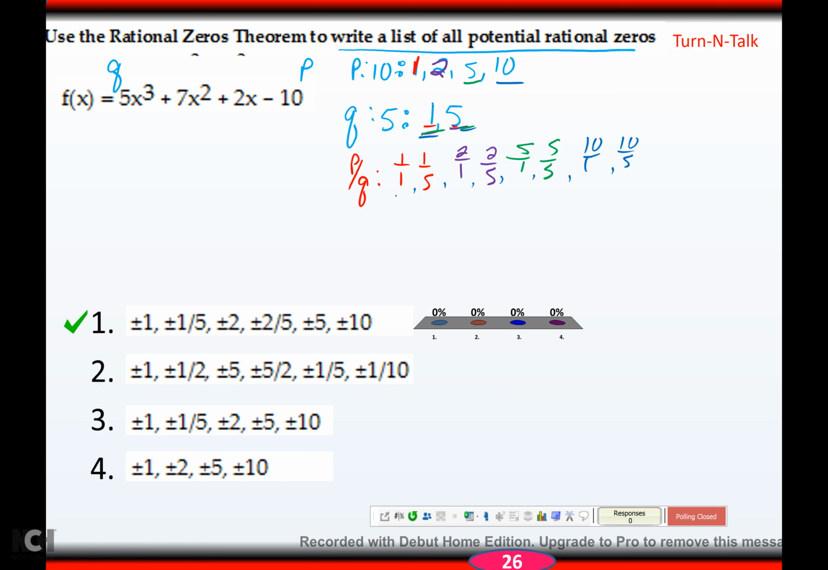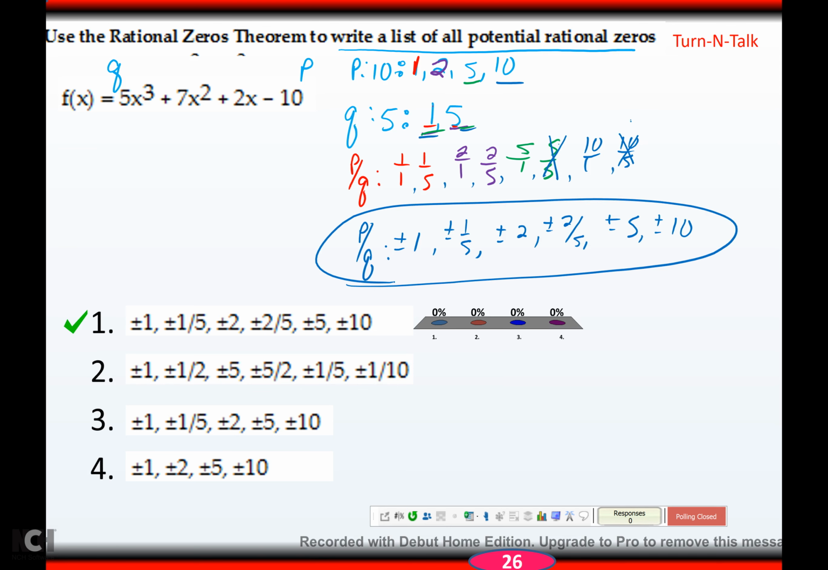Let's clean it up and get rid of any repeaters. My P over Q list: 1 divided by 1 is plus or minus 1. 1 divided by 5 is plus or minus 1/5. 2 divided by 1 is plus or minus 2. 2 divided by 5 is plus or minus 2/5. Plus or minus 5 divided by 1 is plus or minus 5. 5 divided by 5 is 1, I already have it. 10 divided by 1 is plus or minus 10. 10 divided by 5 is 2, I already have it. So there's my PQ list.